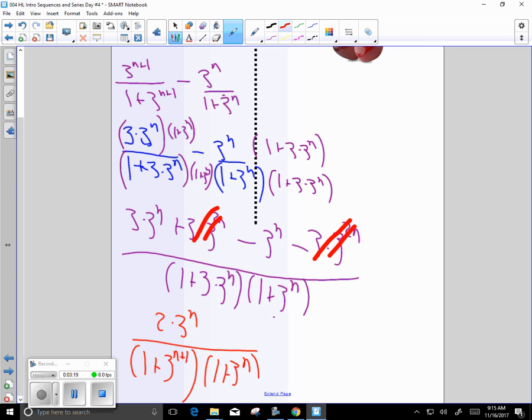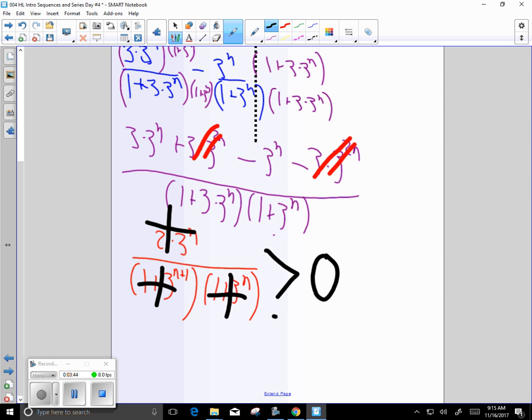Now, if n is always 1, 2, 3, 4, positive, what's it going to be in the numerator? It's always going to be positive. What's it going to be here? 1 plus 3 to the n plus 1. Positive. What's it going to be here? Positive. So this is always going to be what to 0? Greater than 0. So we would say always increasing.